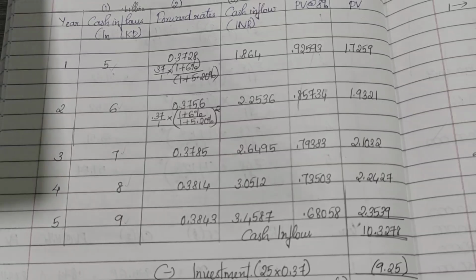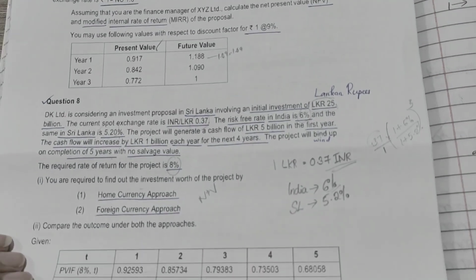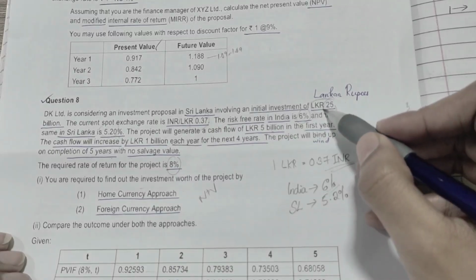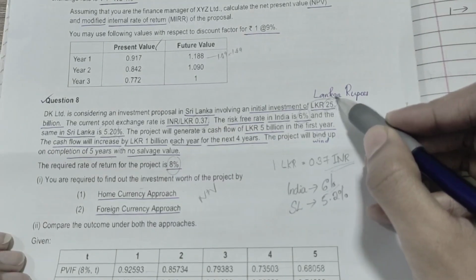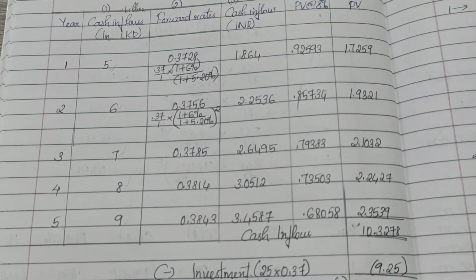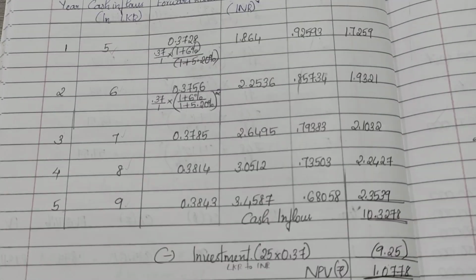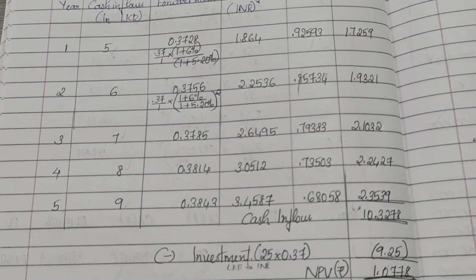So how much is the initial investment? We are computing in home currency. So initial investment 25 billion Lankan rupee multiplied by 0.37, 9.25. So the net present value is 1.0778. NPV is positive. We can accept the project.